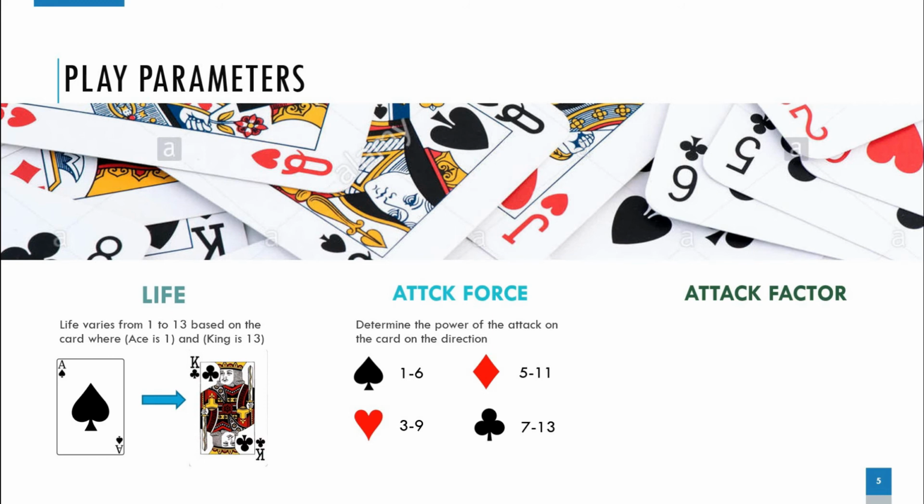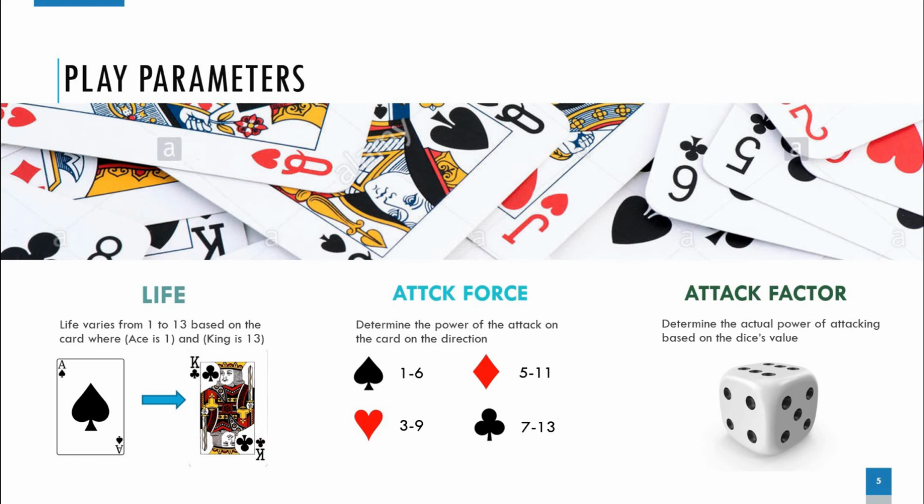And how we can control the exact value of the attack force is by using the dice to determine the attack factor. So let's say that we are using one dice. If I rolled one dice and got 6, so it's the maximum factor. So I will multiply it by 13, so I will definitely get the attacking force of 13.